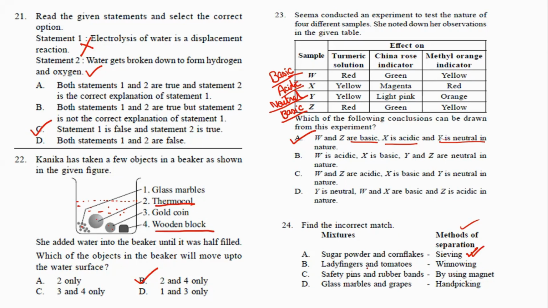Lady fingers and tomatoes, winnowing. No, winnowing is the process where the heavy and the light materials are separated, right? And lady finger and tomatoes both are bigger substances. We can just do hand picking. So, for this, winnowing is not required. So, this is an incorrect match. Safety pin and rubber band, yes, by using magnet, because safety pins are magnetic material. This is correct. Glass marble and grapes, hand picking, yes, this is also correct. So, our incorrect match is option number B, and our correct answer is option number B, right?